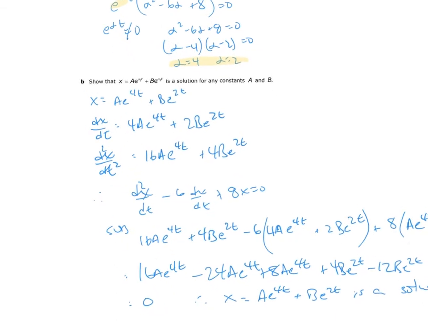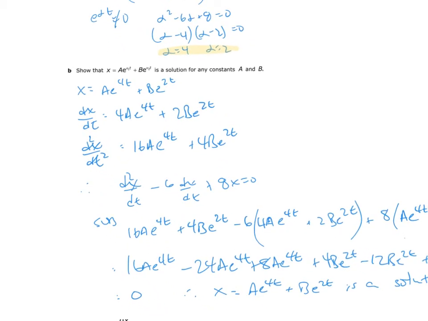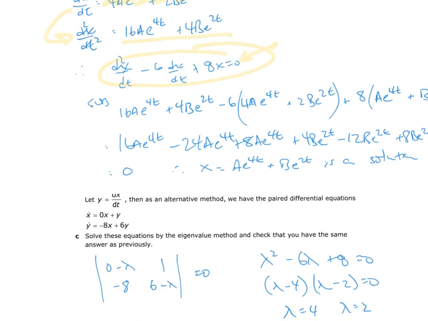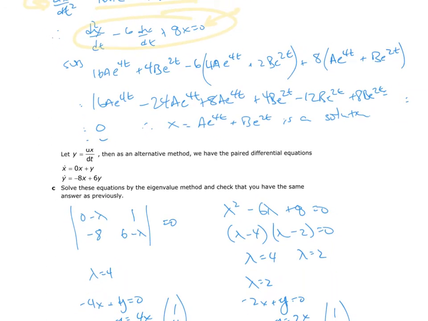And we want to then show that x is equal to a e to the power 4t plus b e to the power 2t. Find the constants a and b. Well, if I take this x value and do the derivative, I end up with this. And if I take the second derivative, I end up with that. Plugging it into the original equation, you simplify, everything goes away, and you end up with 0 at the end. And so therefore we know that this particular equation is a solution to the second order differential equation.